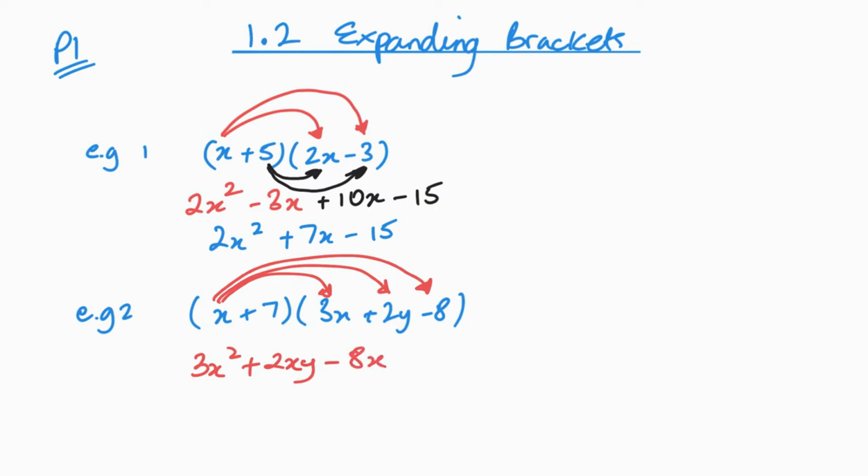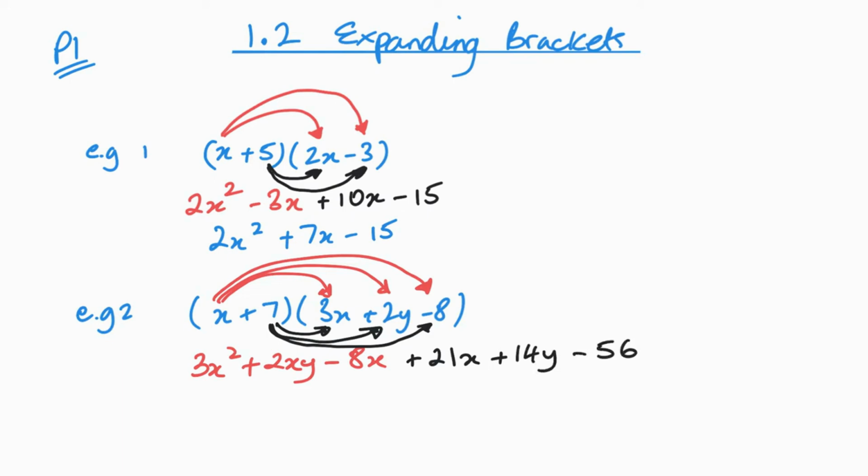Equally along the bottom, I'm going to do 7 times 3x, 7 times 2y, and then 7 times the minus 8. So we got 7 times 3x, 21x, 7 times 2y, 14y, and 7 times negative 8 is negative 56.